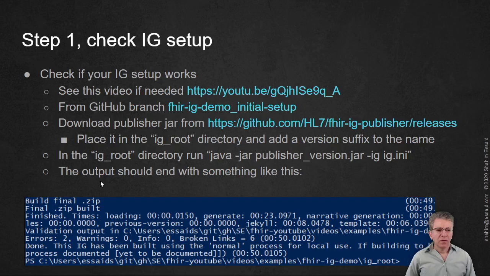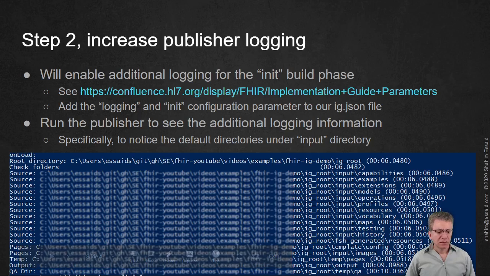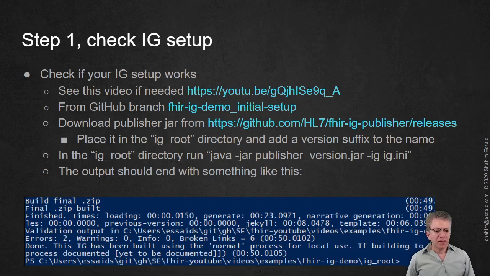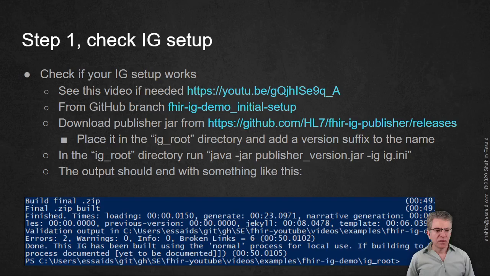And if everything goes well, you have an output that ends like what you see here in the screenshot. Let me go back one slide. Okay. If the output looks like this, it says build final zip, and then everything is fine. It's okay to get errors or warnings. That's not a problem. If you see this output, then your setup is working. Okay, so that's the first step.